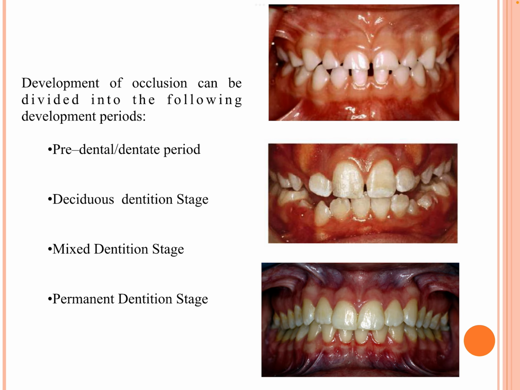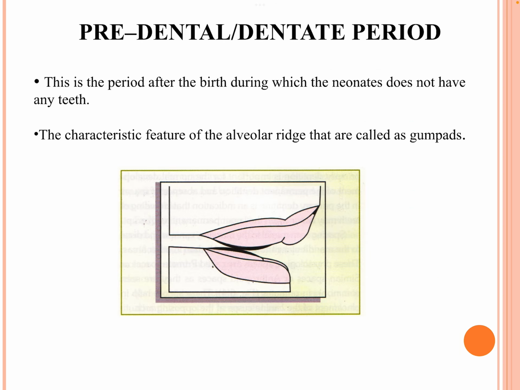Development of occlusion can be divided into four stages: the pre-dentate period, deciduous dentition stage, mixed dentition stage, and the permanent dentition stage. The pre-dentate period. This is the period after birth during which the neonate does not have any teeth.